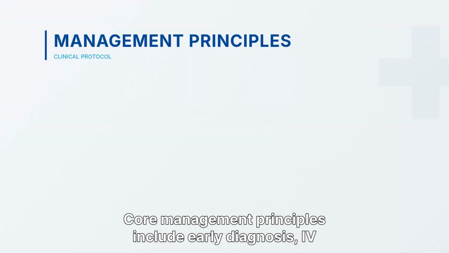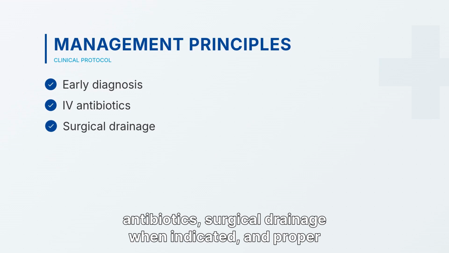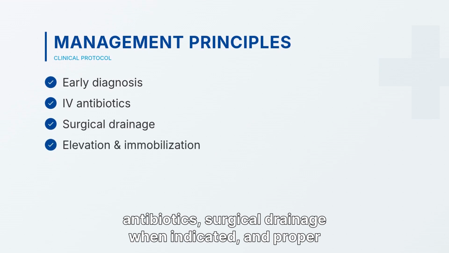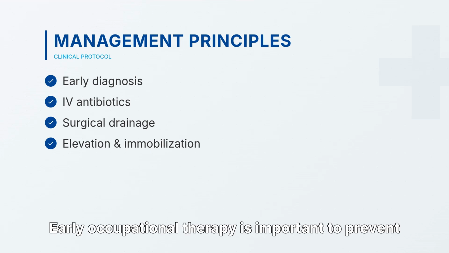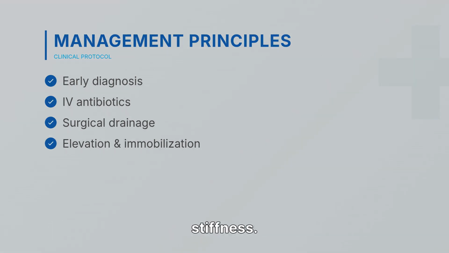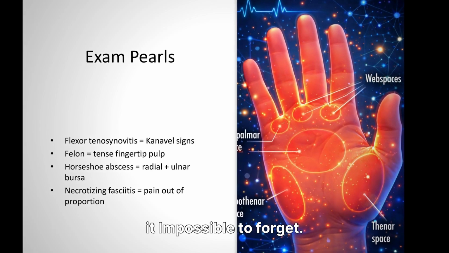Core management principles include early diagnosis, IV antibiotics, surgical drainage when indicated, and proper elevation and immobilization of the hand. Early occupational therapy is important to prevent stiffness. So remember that a systematic approach makes it impossible to forget.